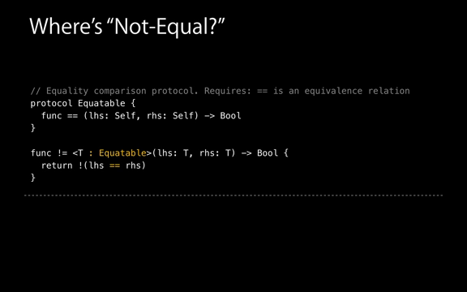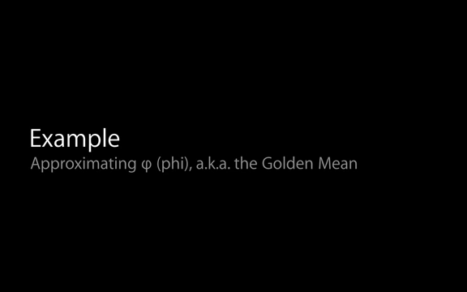Okay, let's look at an example of how we can use what we've seen so far. Now, I wanted to come up with a really practical example, something that you would use in your day-to-day Cocoa programming. So what we're going to be doing is computing phi, the golden mean, which is the ratio of consecutive Fibonacci numbers as n approaches infinity. The slide warned you that we were horrible nerds, right? Okay.